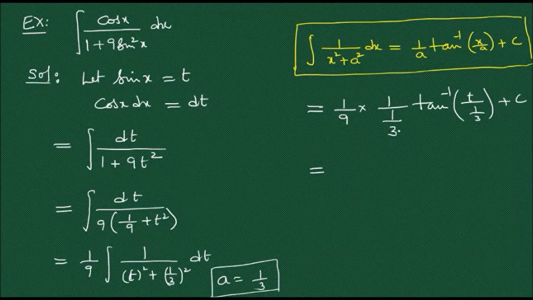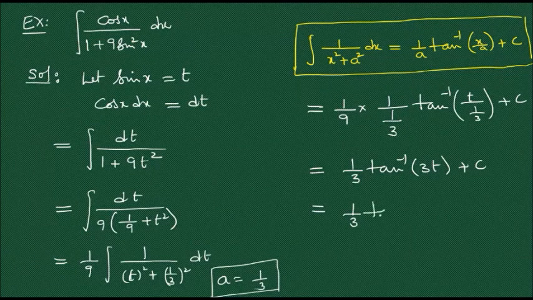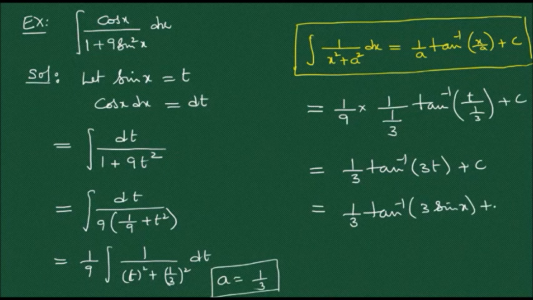Now, when you write in a proper way, this will become 1 by 3, 3 cancel, so 1 by 3 tan inverse 3t plus C. This 3 goes up. Now, what is t? You replace it. T is sin x, so 1 by 3 tan inverse 3 sin x plus C. Hope you have understood the problem.